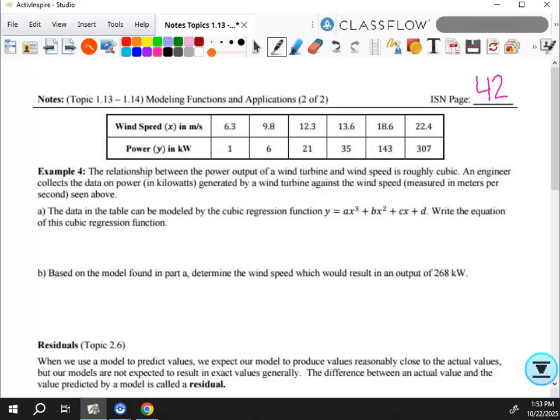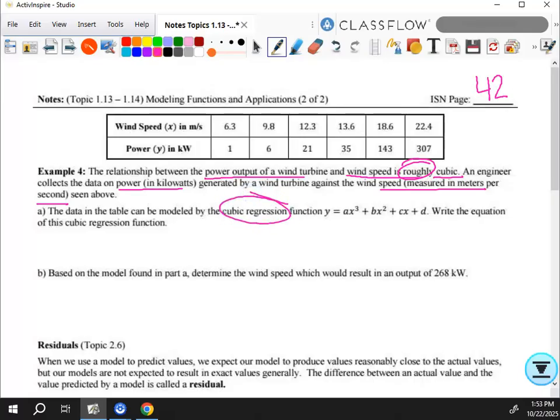All right, on example 4, it says the relationship between the power output of a wind turbine and the wind speed is roughly cubic. Okay, so not perfectly cubic, but roughly cubic. An engineer collects the data on power in kilowatts generated by a wind turbine against the wind speed measured in meters per second, seen above. So the data in the table can be modeled by the cubic regression.